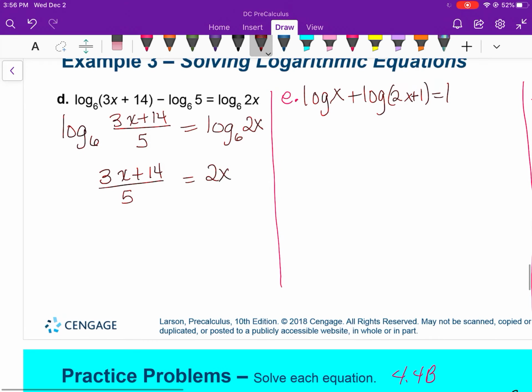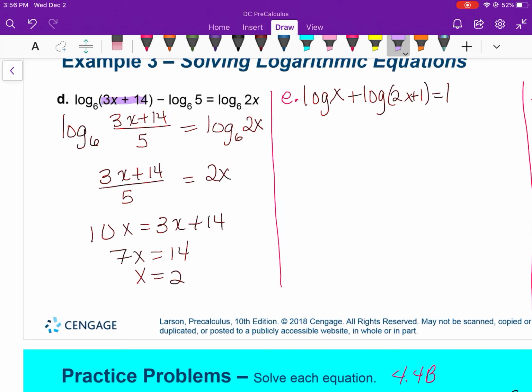I can multiply both sides by 5 and solve for x. Again, I want to be sure that this stays positive and this stays positive when I put 2 in for x. It does, so we're good to go.